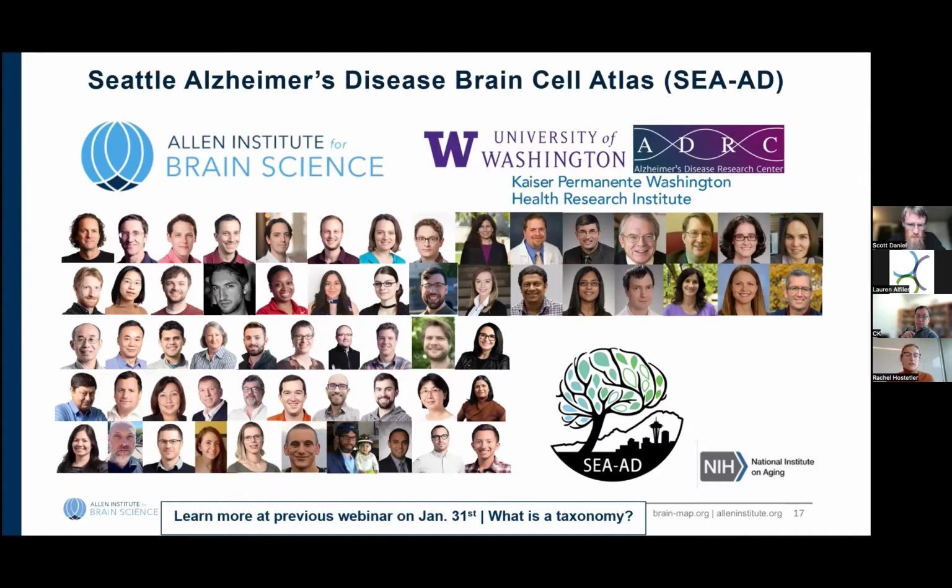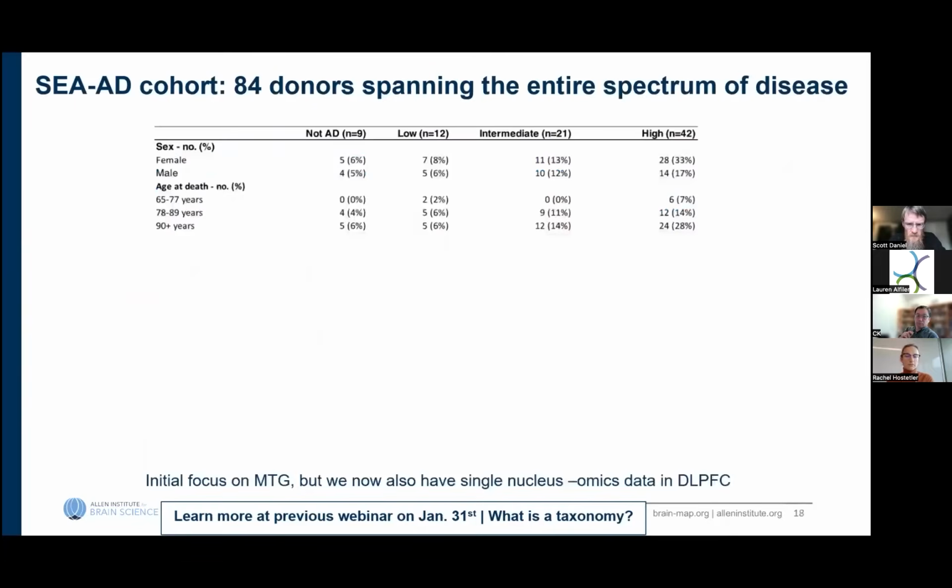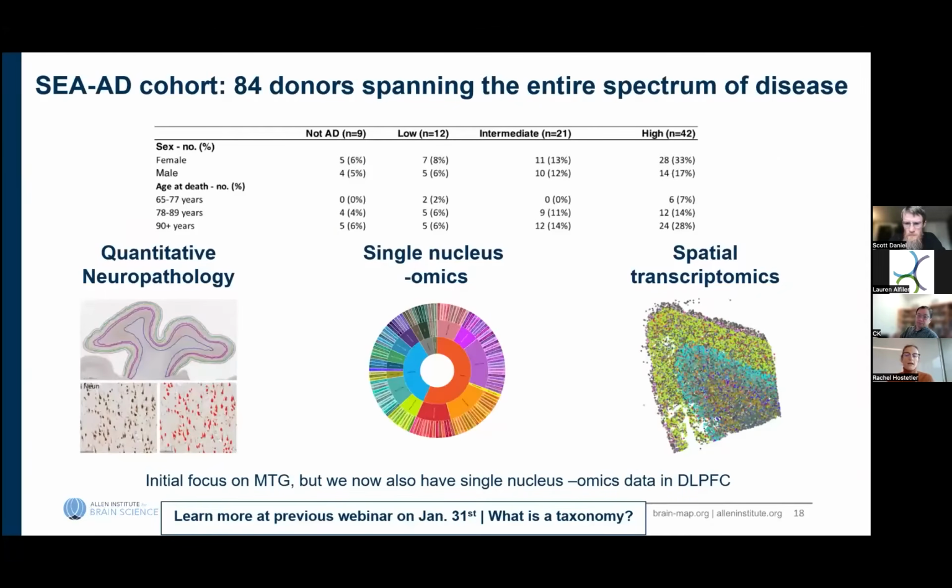One of the lead scientists on this project, Kyle, spoke a little about it in our previous webinar on January 31st, titled "What is a Taxonomy?" If you want to hear more about this project, I would highly recommend going back and watching that webinar. To give an idea of what is in our CAD taxonomy and our cohort, there were 84 donors spanning the entire spectrum of disease severity, and a number of different measurements were done on this tissue.